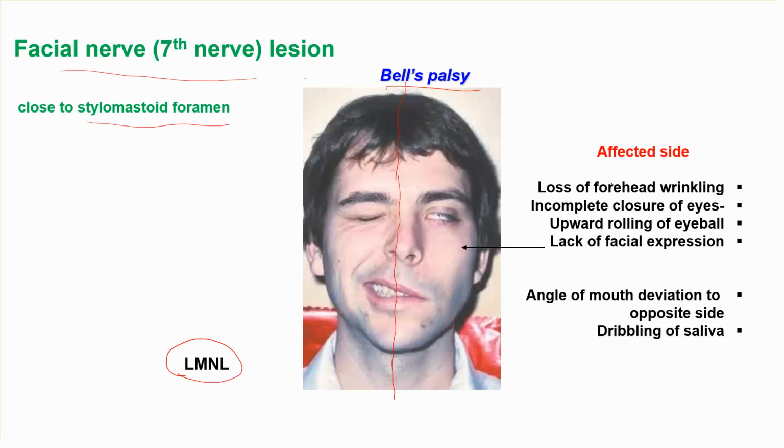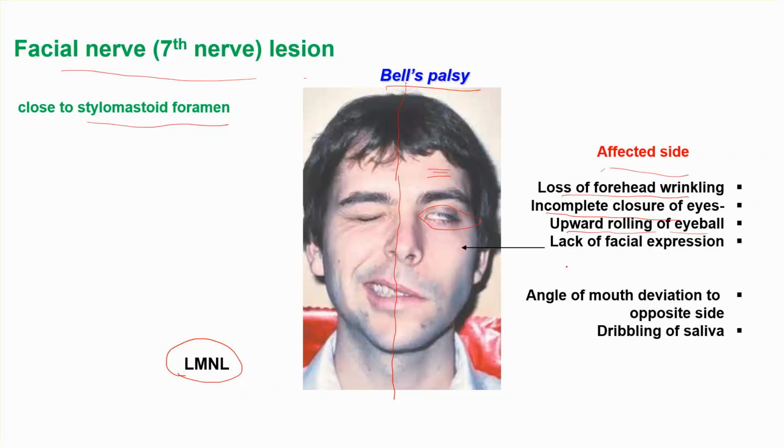So on the affected side, what are the symptoms you will see? There will be loss of forehead wrinkling. Okay, so there is loss of wrinkling on this side because of affection of the occipitofrontalis muscle. There is incomplete closure of the eyes, and also there could be upward rolling of the eyeball, as you can notice here. This is related to the nerve supply to the orbicularis oculi.